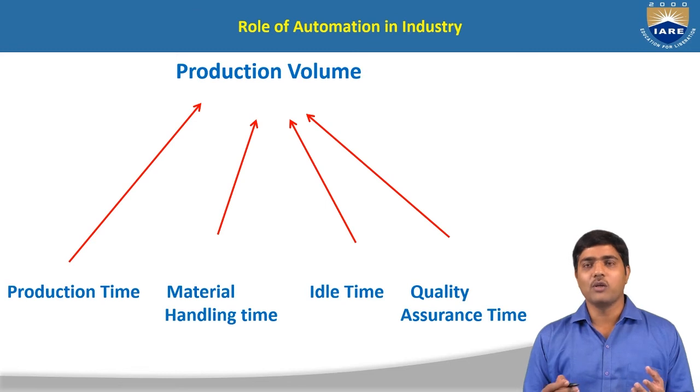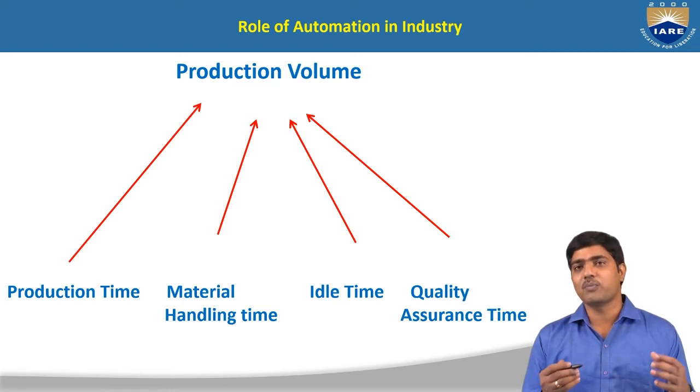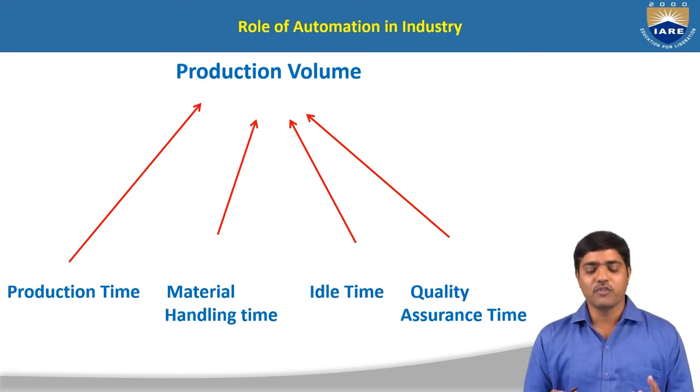And production volume. How can we increase the production volume? As we already discussed, if you want to increase the profit, there are two ways. One is you can reduce the production cost per unit, or you can increase the production volume. How can we increase the production volume with the help of automation? The first one is production time. With the help of automation, everything is handled by the machinery, so there is no wastage of time.